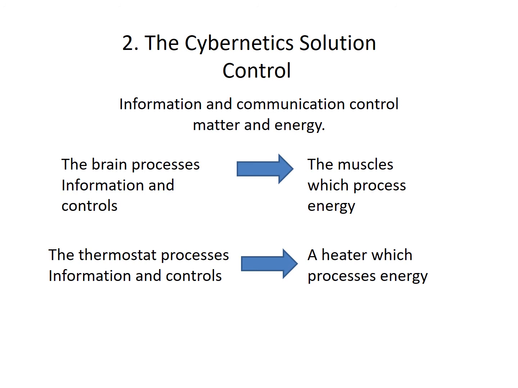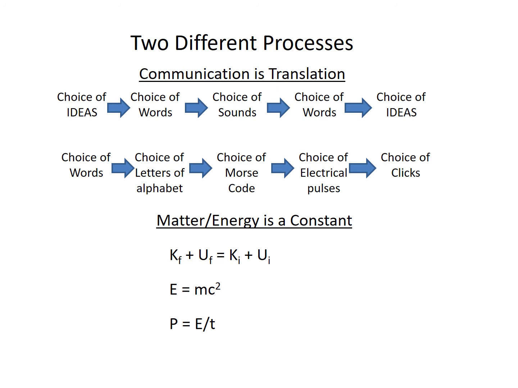The other solution was the cybernetic solution. Control. Information and communication control matter and energy. The brain processes information and controls the muscles which process energy. Or the thermostat processes information and controls a heater which processes energy. There are two different processes.